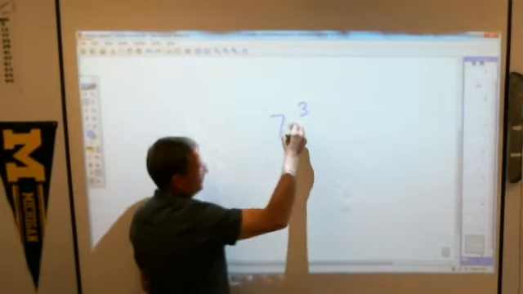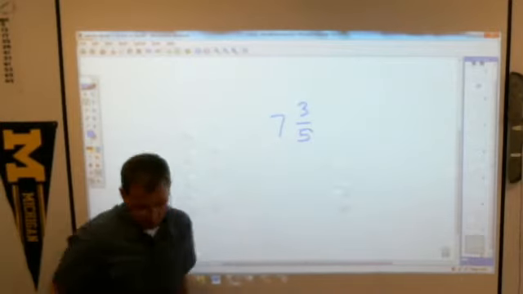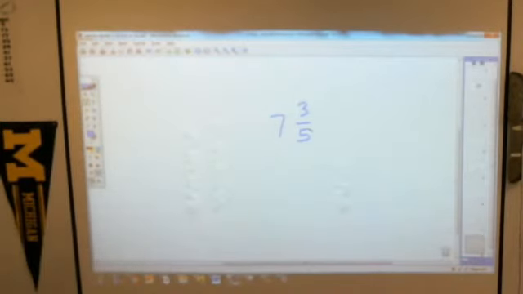7 3/5. Your little whiteboards or whatever you draw with, change 7 3/5 to an improper fraction and tell me what you get. When you're finished, hold it up nice and high.